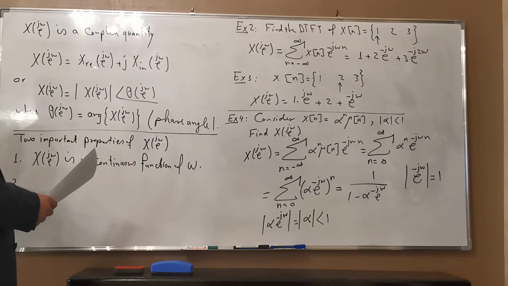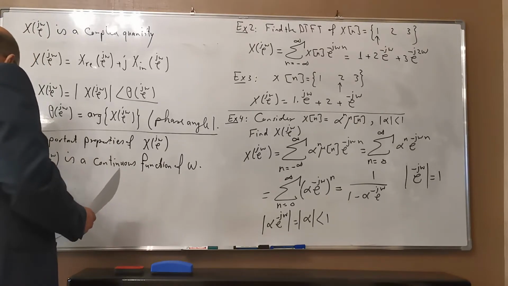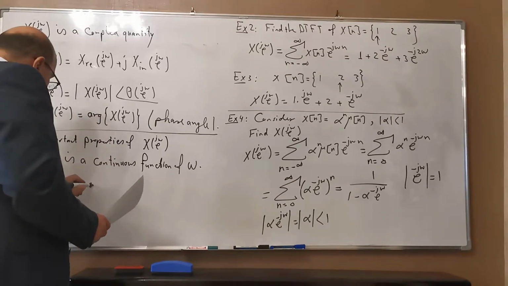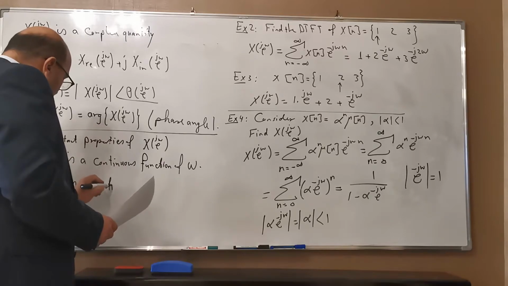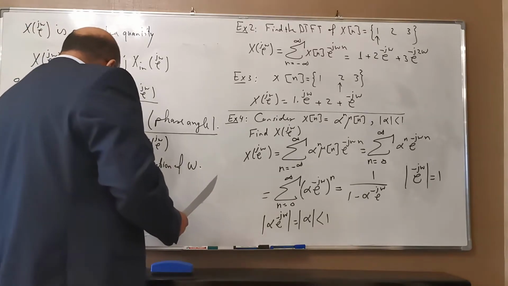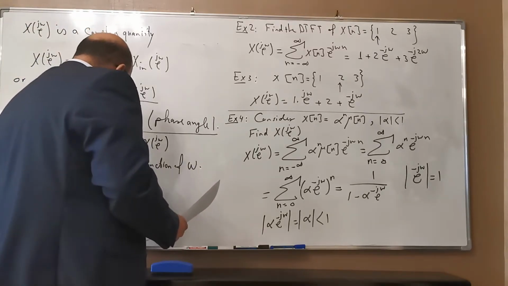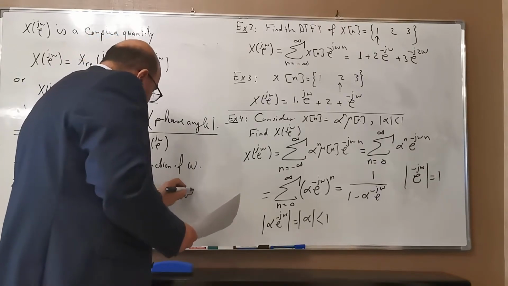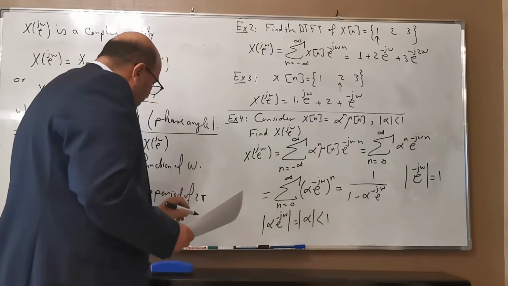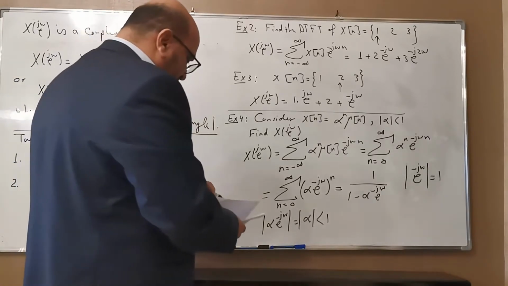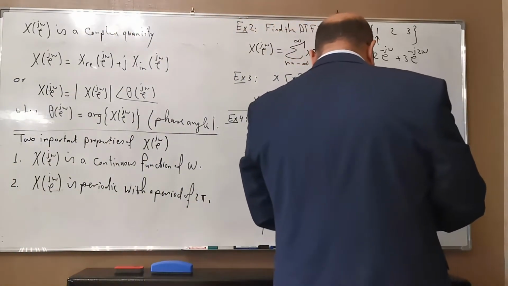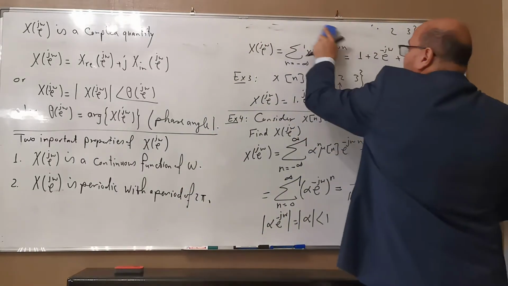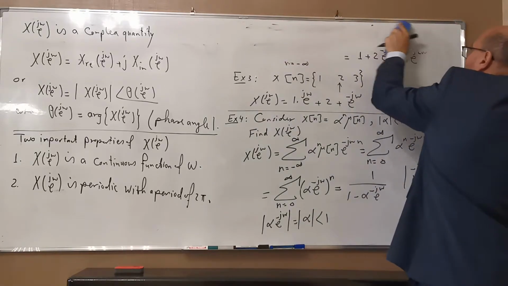The second property is that X of e to the j omega is periodic with a period of 2 pi. The period here is equal to 2 pi. Okay, for the continuous, it's already obvious.